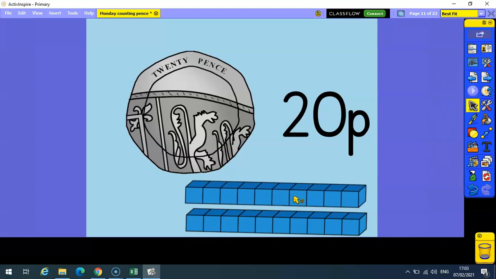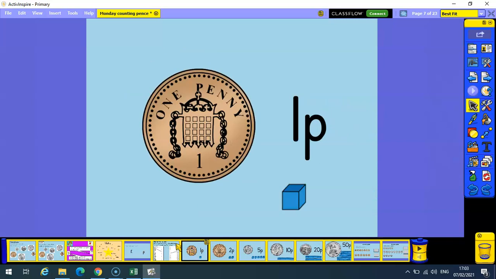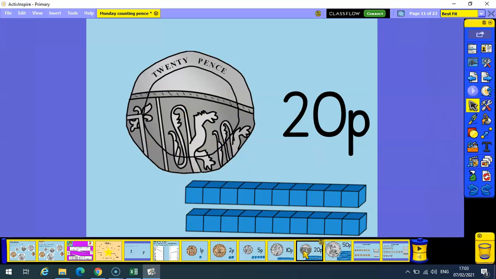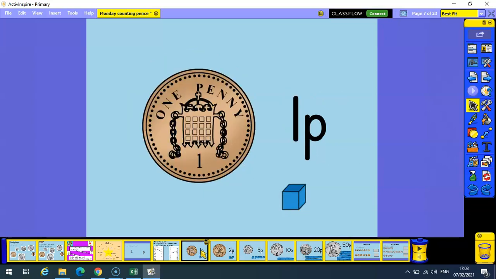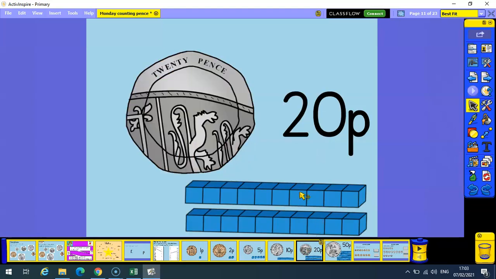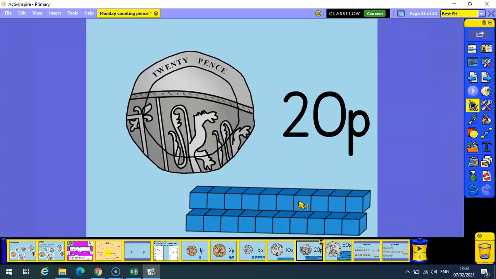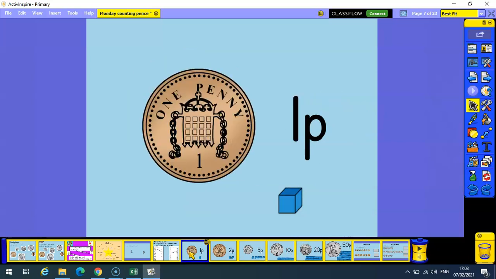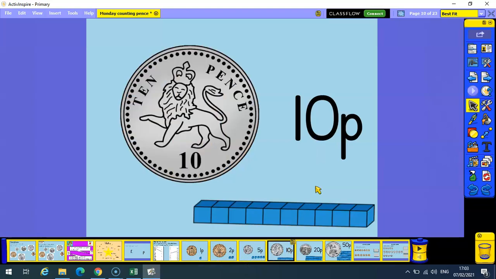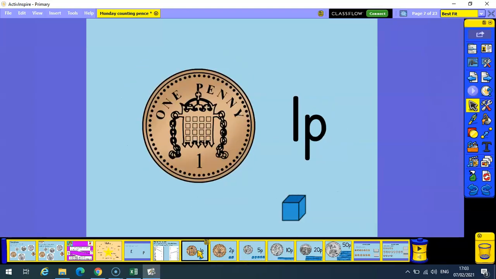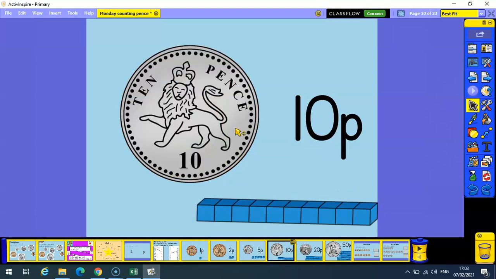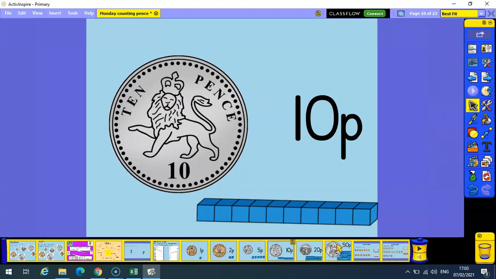And it's worth 2 tens. It's worth 20. So 20 of these 1p's are the same as this 20p. Just how 20 ones is the same as 2 tens or a 20. And 10 ones is the same as 1 ten. So 10 1p's is the same as 10p.